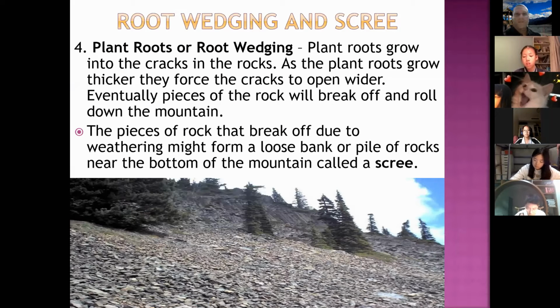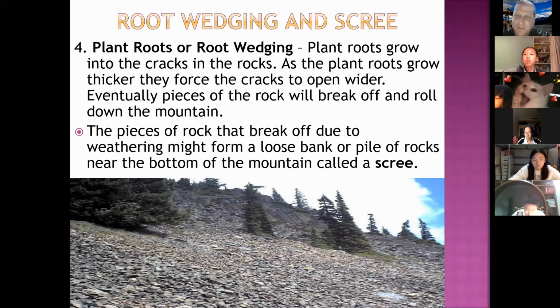Finally, root wedging. This one is a little bit easier, I think, and it kind of makes sense to everyone that thinks about it. Plant roots. What's a plant root? Anyone remind me, what's a plant root? Someone asked me this before. Fiona, what's a root? Do you know? It's the bottom of a plant. Right, it's the bottom of the plant.